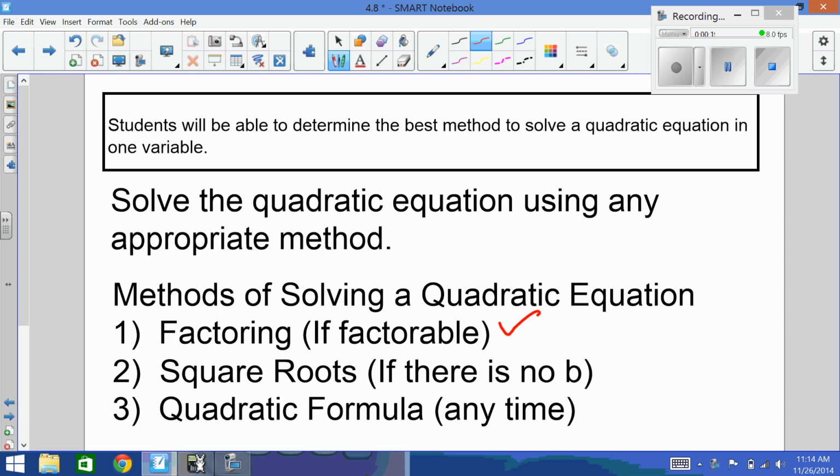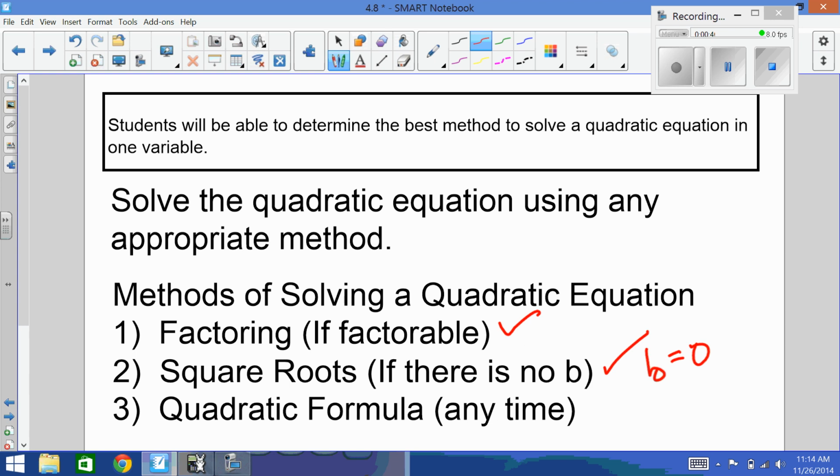There is factoring, which we spent quite a bit of time on, pretty much the whole first marking period. There are the square root methods. In other words, if there's no b, if b is 0, then you can use the square root method if you want. No pressure. And last but not least, what you just learned is the quadratic formula, and you can always use that at any time that you want.